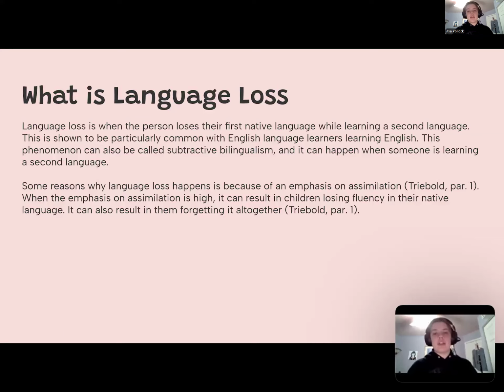Some of the reasons why language loss happens is because of an emphasis on assimilation, or basically being a part of the moved in culture. When the emphasis on assimilation is high, it can result in children losing fluency in their native language, or it can also result in them forgetting it altogether.